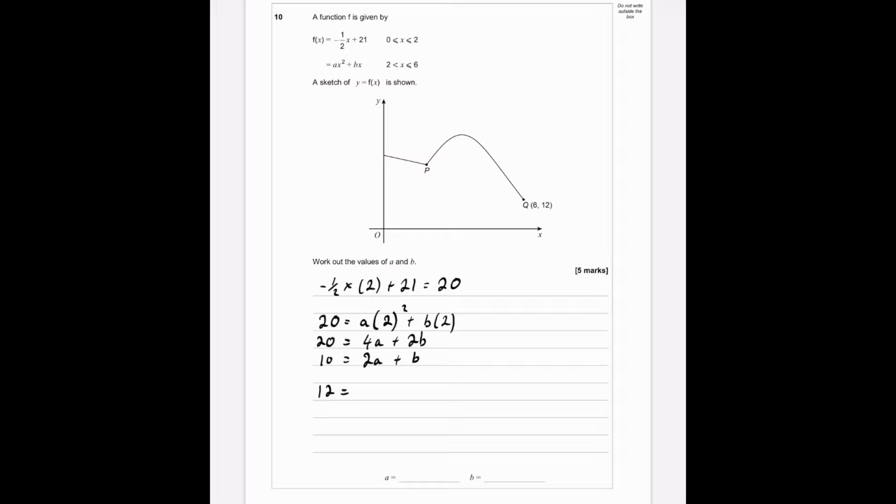Then using the other point Q, x is 6, y is 12, substituting the 12 in for the y and the 6 in for the x gives us a second equation in terms of a and b. Reduce that down, 2 equals 6a plus b, and then we're just solving a simple pair of simultaneous equations. Eliminating b is very easy. We'll end up with minus 8 equals 4a, therefore we know a is negative 2. Once we know that, we can substitute it in to work out that b is 14. So a is negative 2, b is 14.